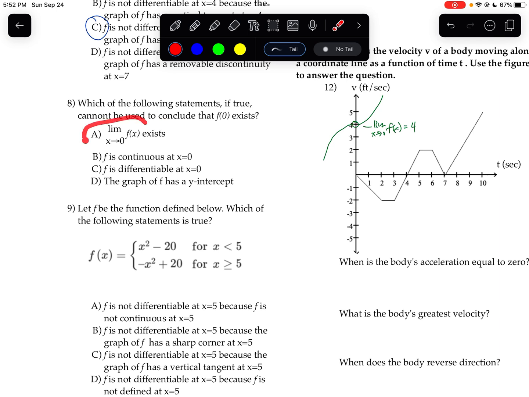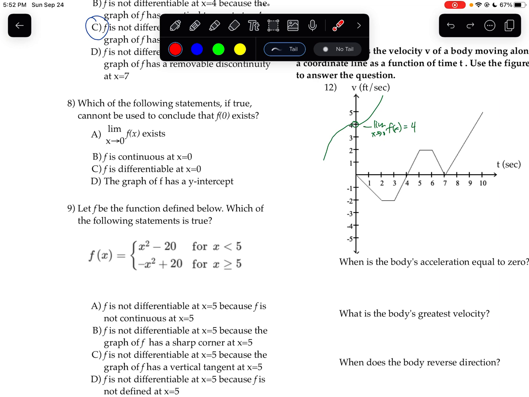if f of 0 exists from this statement right here. We know that the limit exists, but we don't know if the function exists right here. So the function could be defined somewhere else or not defined at all. So if it's not defined at all, the limit can still exist. So let's read the other options and make sure.